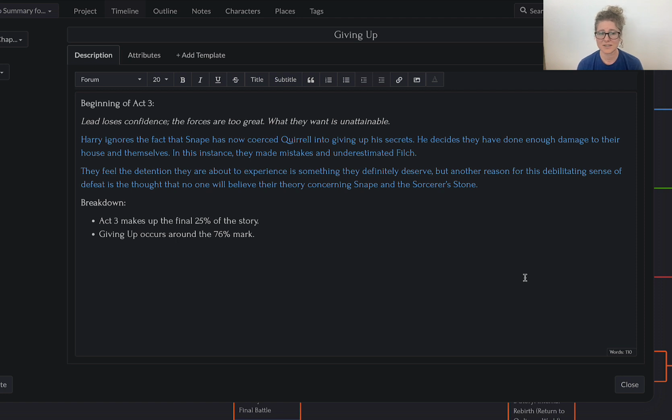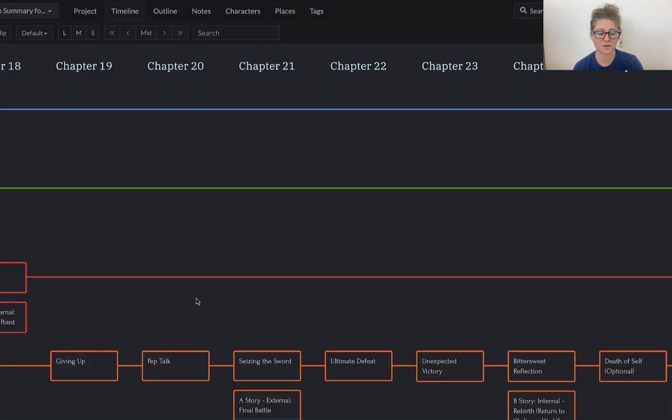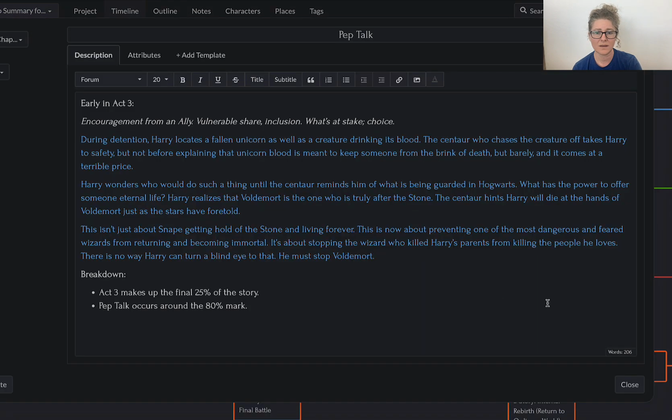They feel the detention they are about to experience is something they definitely deserve, but another reason for this debilitating sense of defeat is the thought that no one will believe their theory concerning Snape and the Sorcerer's Stone. So they're giving up. They're going to focus on something else. Fortunately, we have the pep talk moment. Encouragement from an ally, vulnerable sharing, inclusion, what's at stake, what is the choice they make after.